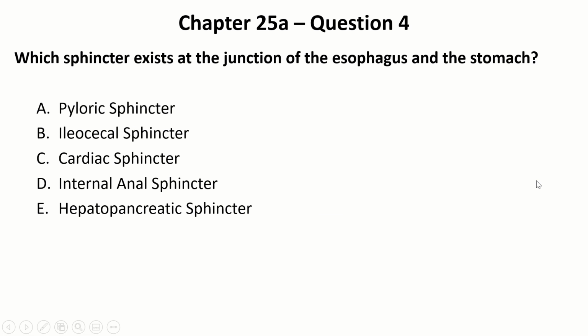Question 4. Which sphincter exists at the junction of the esophagus and the stomach? A, the pyloric sphincter, B, the ileocecal sphincter, C, the cardiac sphincter, D, the internal anal sphincter, E, the hepatopancreatic sphincter.